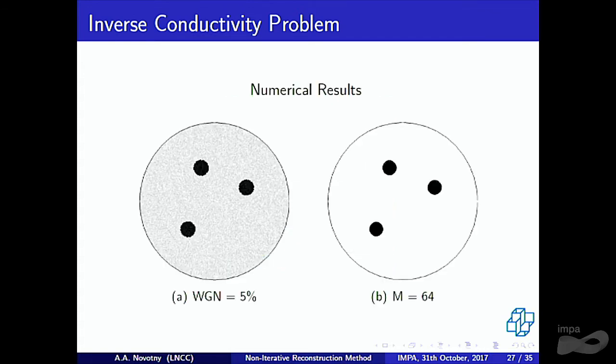So in the numerics, here we have, for example, the target. The target has 3 anomalies. The background is corrupted by some noise. This is a very aggressive way to include noise, to corrupt the background. With 5% of noise, this is the result of the reconstruction.